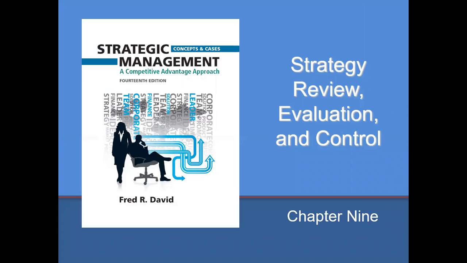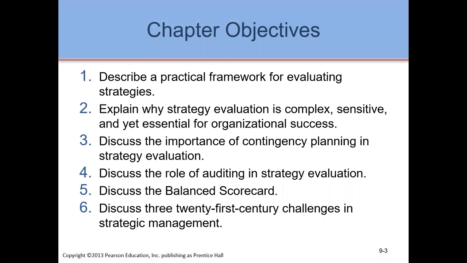Today we are going to talk about strategy review, evaluation, and control. The chapter objectives are: number one, to describe a practical framework for evaluating strategies. Number two, explain why strategy evaluation is complex, sensitive, and yet essential for organizational success. Number three, discuss the importance of contingency planning in strategy evaluation.